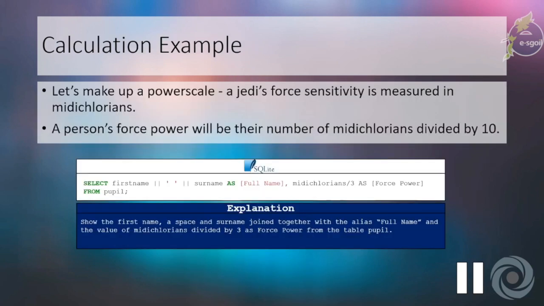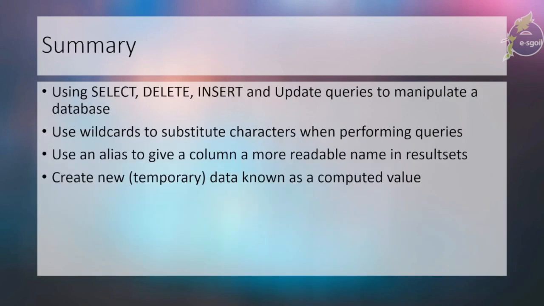And here's a proper calculation as well. It's a bit of a made up one, but it should show you how we can take a value in our database and use operators to calculate a new value in our result set. In the example below, I've taken the field midichlorians and divided it by 3 and then gave this the alias horsepower. Here's a summary of everything we've looked at.